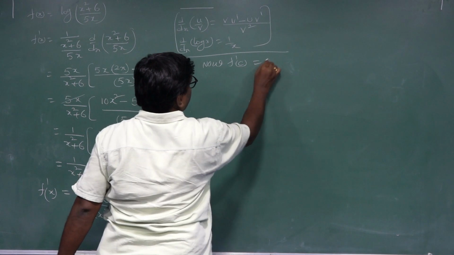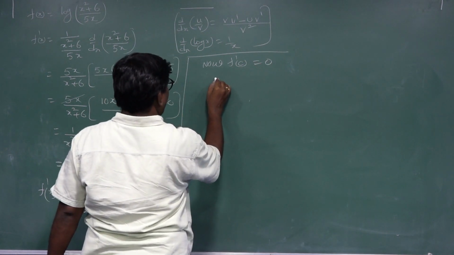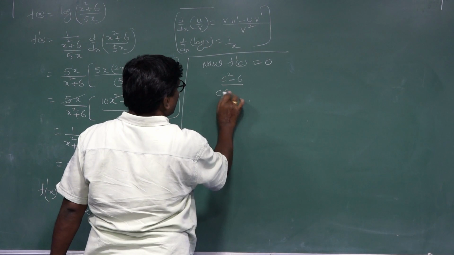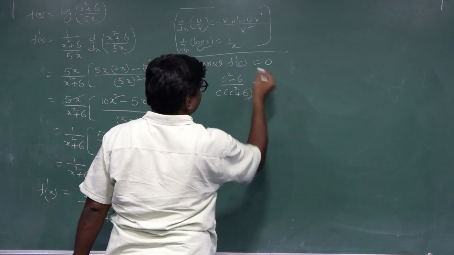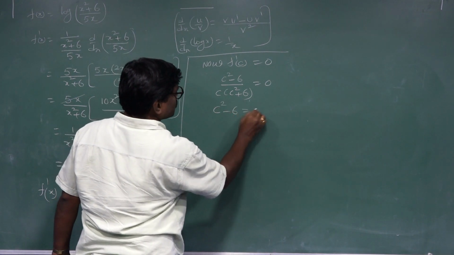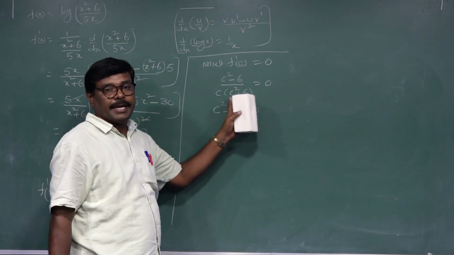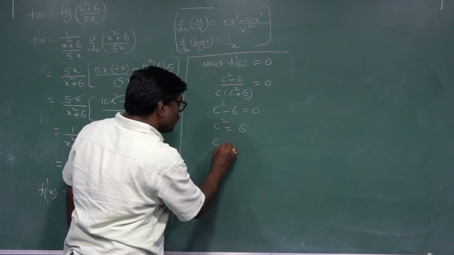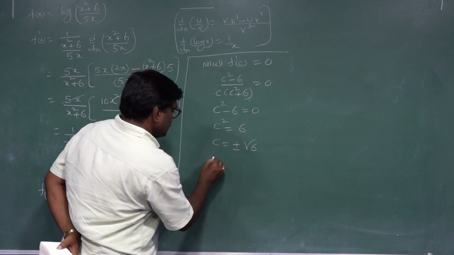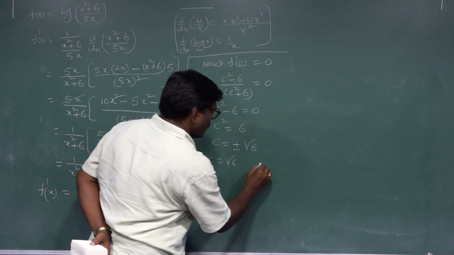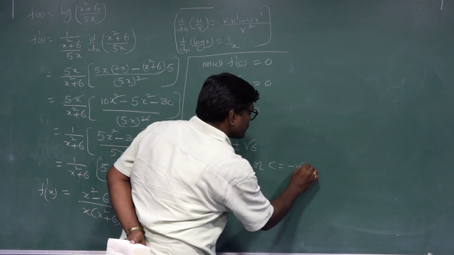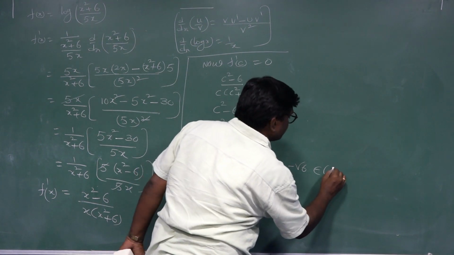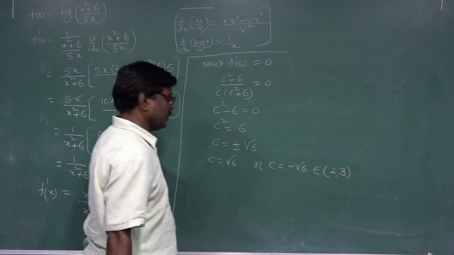Now f'(c) = 0 implies (c² - 6)/(c(c² + 6)) = 0. So c² - 6 = 0, by cross multiplication, 0 × (c² + 6) = 0. c² = 6, c = plus or minus root 6. c is equal to root 6 or c is equal to minus root 6. Minus root 6 does not belong to (2, 3).